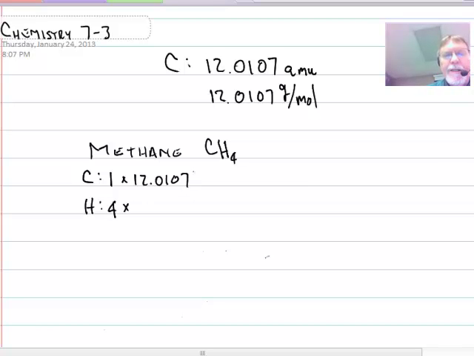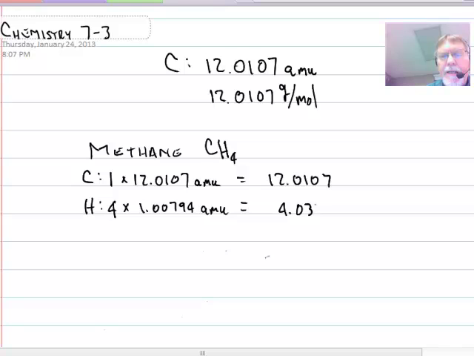But carbon is 12.0107 AMU, and hydrogen is 1.00794 AMU. So when we multiply those out, in the first case we get 12.0107, and for the second one we get 4.03176. Notice I lined the decimal points up here. Be real careful with that because you're going to have to add these two together. Now you may be using a calculator, but you still have to take significant figures into account.